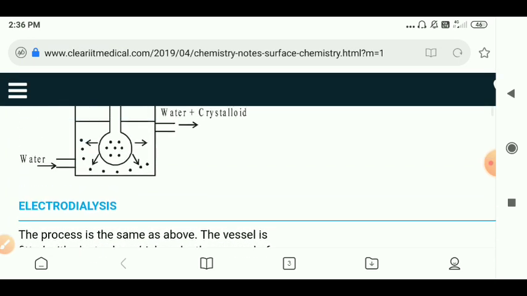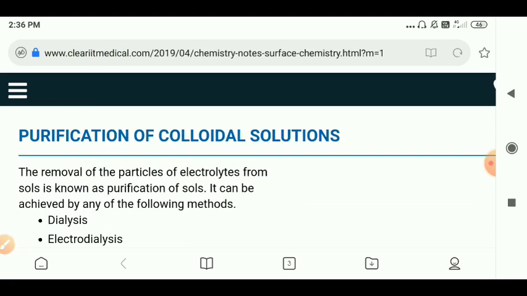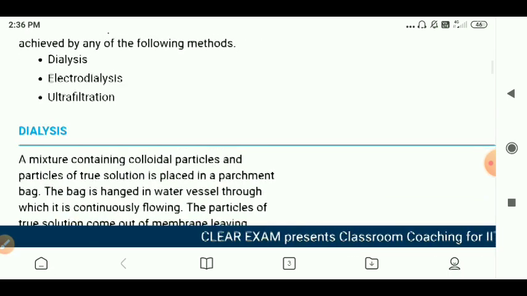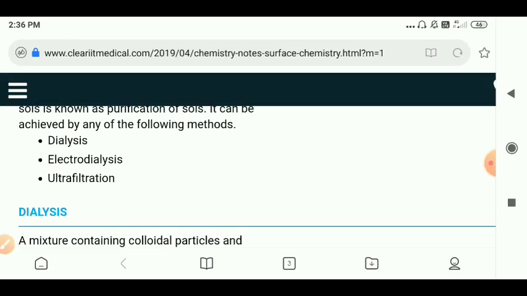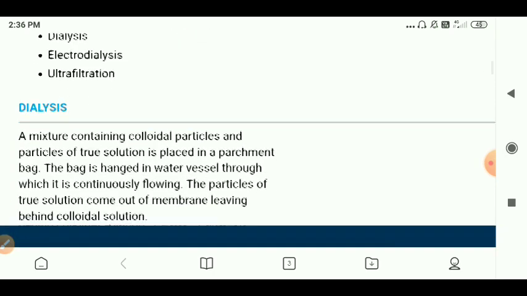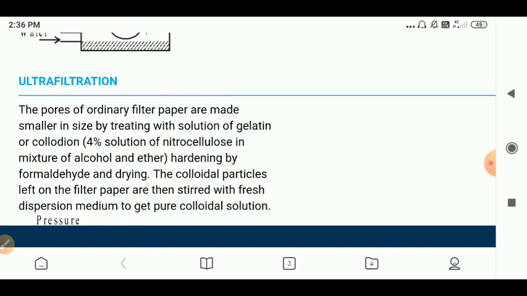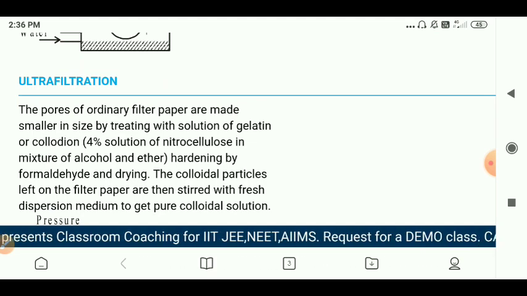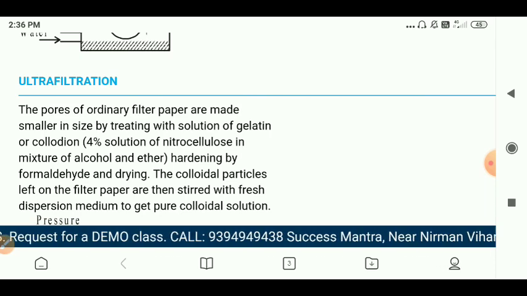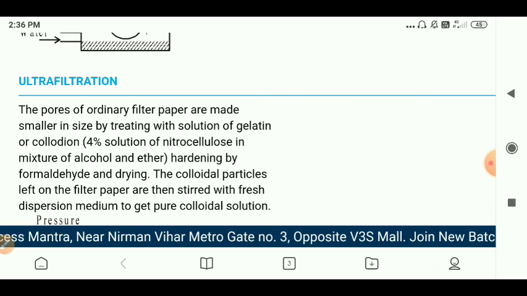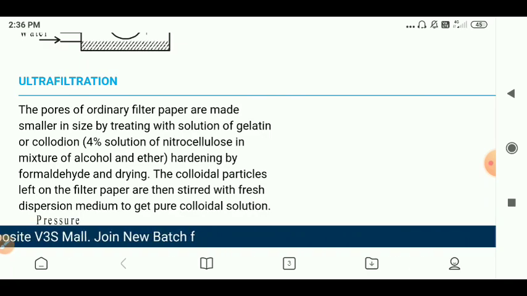So by using these methods you can purify the colloidal solution. The methods are dialysis, electrodialysis and ultrafiltration. What is dialysis? Applying water is one of the washing methods. Electrodialysis is nothing but applying current in the dialysis method. Next, what about ultrafiltration? Ultrafiltration is nothing but purification by using an ultrafilter. What is an ultrafilter? It is ordinary filter paper treated with a solution of gelatin or collodion, hardened by formaldehyde and dried. What is collodion? Nothing but a 4% solution of nitrocellulose in a mixture of alcohol and ether. So that's about the purification of colloidal solution.